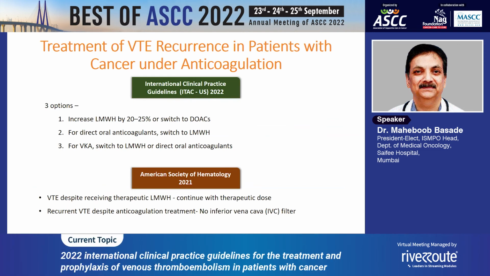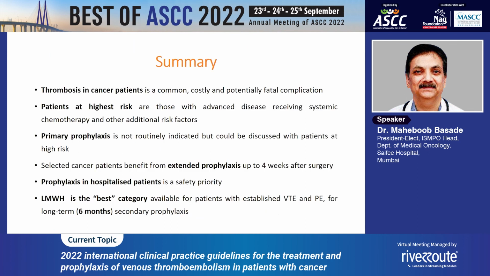What happens when you treat a patient with VTE and there is a recurrence in patients with malignancy? There are three options as per the ITAC guidelines: increase the low molecular weight heparin dose by 20 to 25%, or switch to a DOAC. You can use direct oral anticoagulants. If you have been using DOACs, then you switch to low molecular weight heparin. Or otherwise, you can use vitamin K antagonists. If you have been using those, switch to either DOACs or low molecular weight heparin.